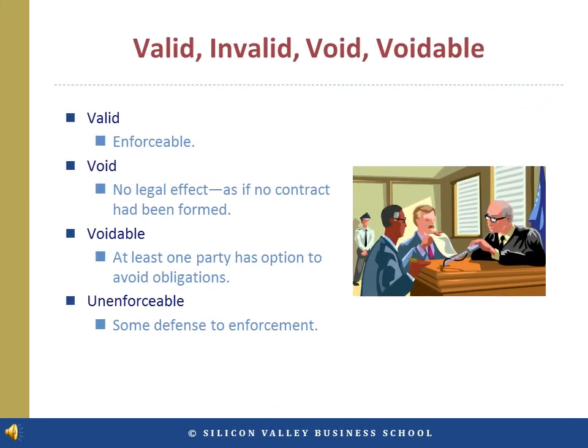A valid contract is a regular, enforceable contract. A void contract has no legal effect. It's as if the contract had never been formed. In a voidable contract, at least one party has the option to avoid their obligations.